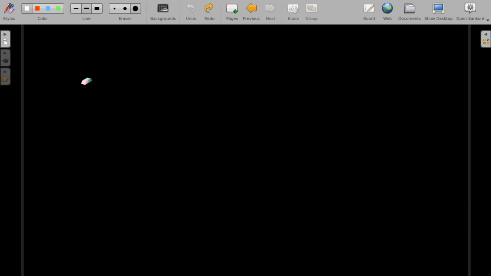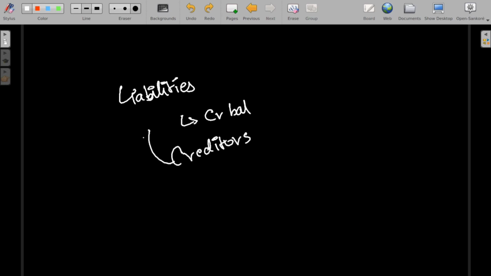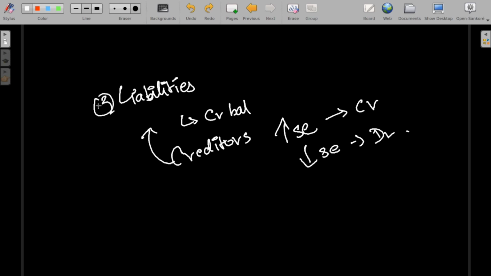Now for the second type of account, which is liabilities. Liabilities always have a credit balance. For example, you take creditors. Creditors are liabilities. So when your creditors increase, you credit it as per the rules, and when it decreases, you debit it. And taking into the capital, the same thing is done.